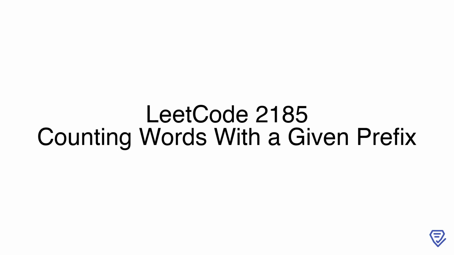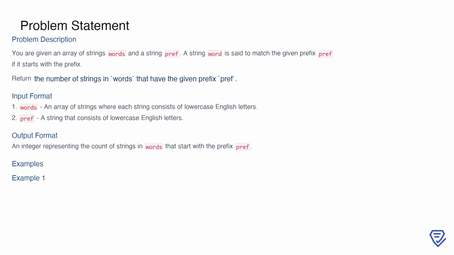Let's dive in. In this problem, we are tasked with determining how many strings in an array start with a given prefix. The input consists of two components, an array of strings called words, and a string called pref, which represents the prefix we are looking for. A string from the array is considered a match if it begins with the prefix pref. The goal is to return an integer, which represents the total count of strings in the words array that satisfy this condition. The strings in the words array, as well as the prefix pref, will only contain lowercase English letters.